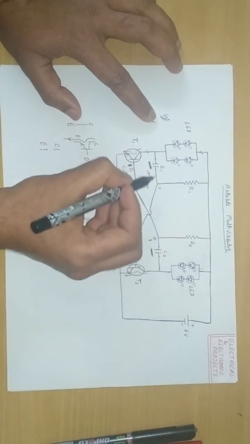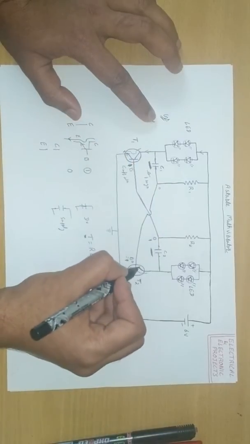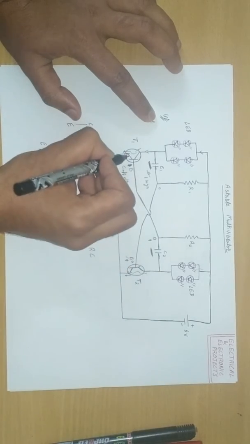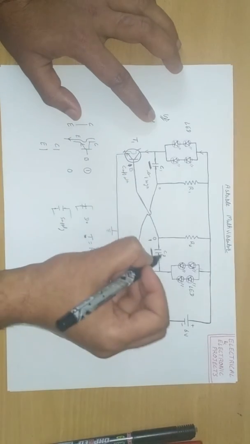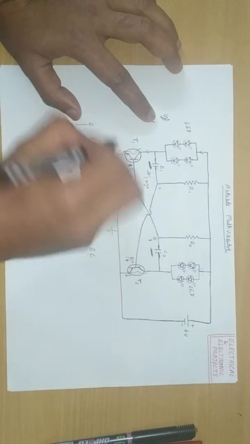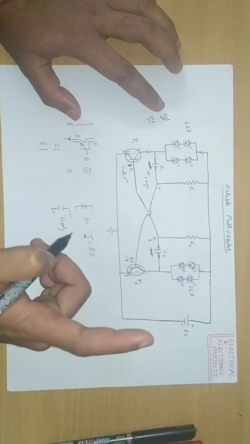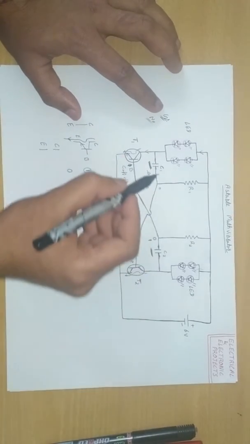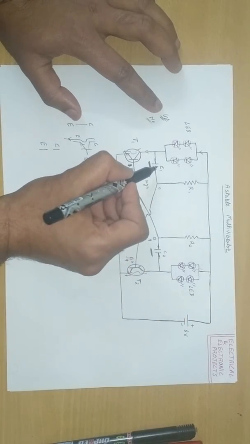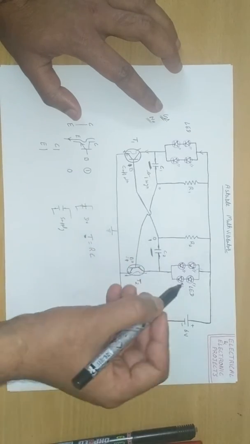Friends, when this capacitor is discharging, this transistor is off. When this capacitor is charging, this transistor is on. At one time, only one capacitor is charged and one capacitor is discharged. At another time, the next capacitor is charged and the previous capacitor is discharged.